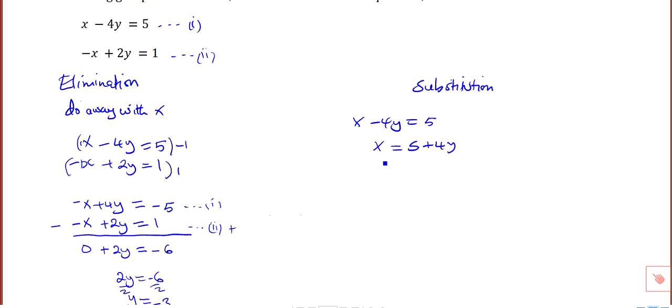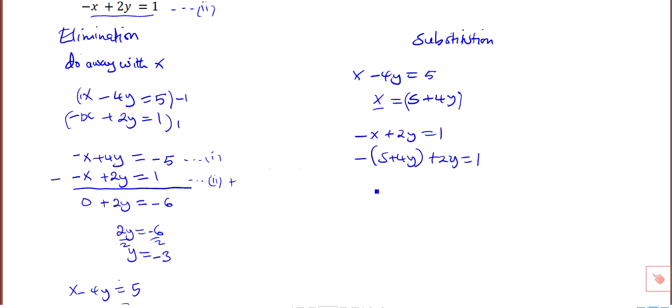Next thing, I substitute for x in my equation 2. So where there is x, I put 5 plus 4y. That is what it means to say substituting. Substituting means where there is x, you put that value which is on the right hand side of the equal sign. So equation 2 is negative x plus 2y is equal to 1. Where there is x, I put negative (5 plus 4y) plus 2y is equal to 1.